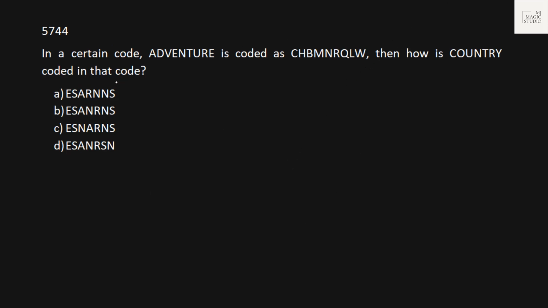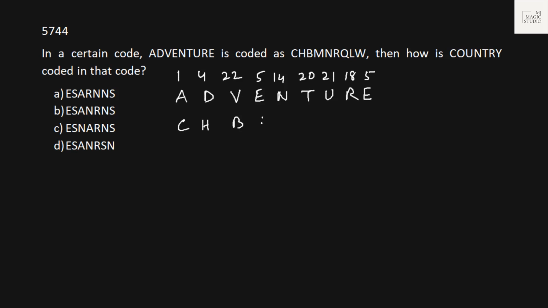Let's check one more from coding decoding. ADVENTURE is coded somehow like this: ADVENTURE is 1 4 22 5 14 20 21 18 and 5. This is CHBMNRQLW. So that would be 3 8 2 13 14 18 17 12 and 23.